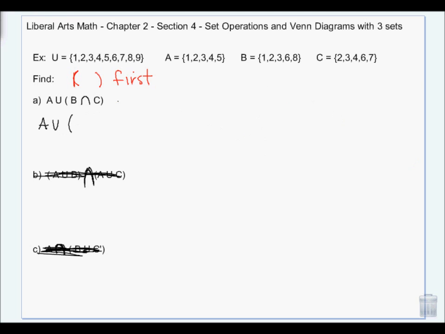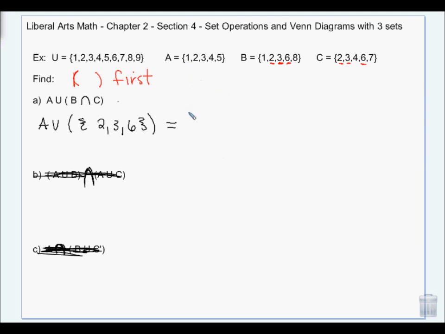So I'm going to look at B and C. They both have a 2 in them, they both have a 3 in them, and they both have a 6 in them. So my intersection of B and C is 2, 3, and 6. Okay. So now I'm going to unite A with the set 2, 3, and 6.